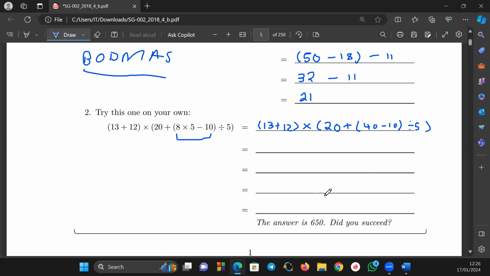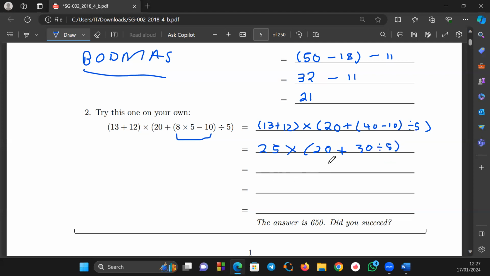So now the second step that you can do, you can also add these two in the brackets. You can say 13 plus 12. 3 plus 2 is 5, which means you're going to have 25. Multiply by, we still have to solve what is in brackets first. You say 20 plus, after that, 40 minus 10. 40 minus 10 is going to be 30, because it's inside the brackets. You're going to have 30 divided by 5.